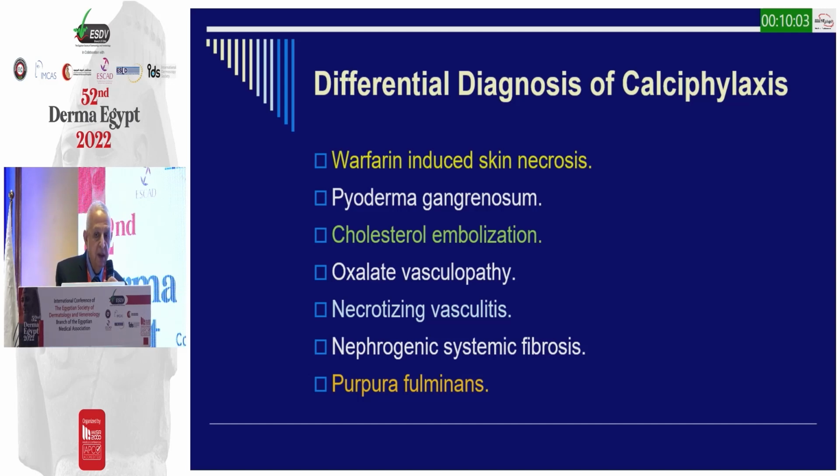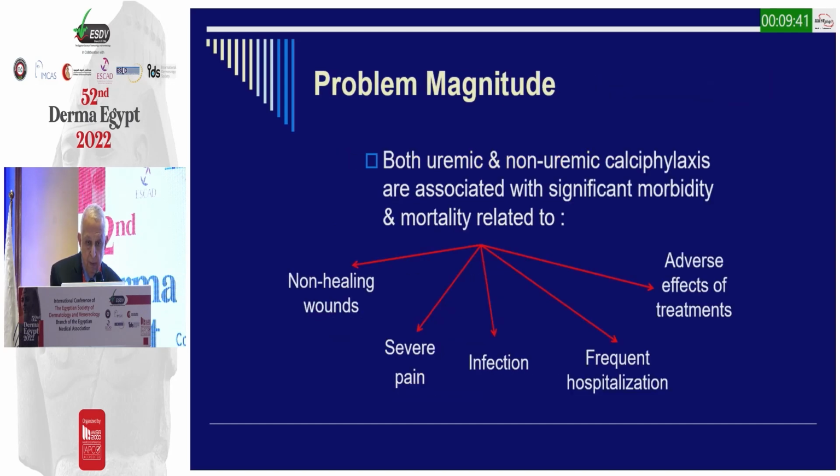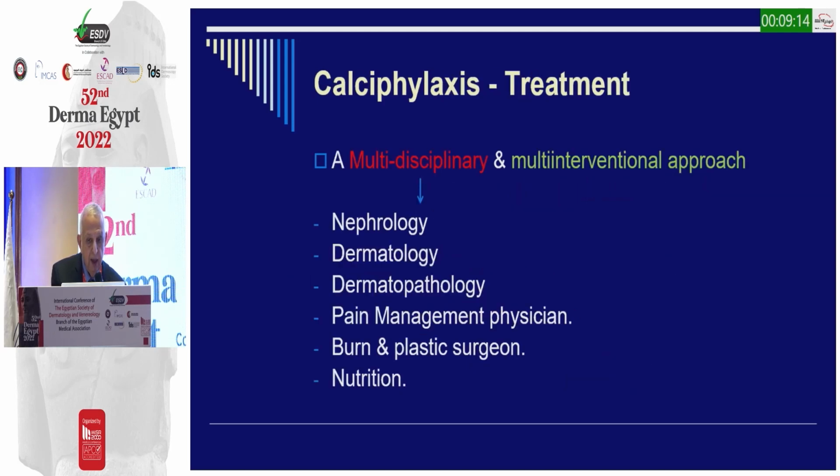What are the calciphylaxis mimickers or the differential diagnosis of calciphylaxis? Among them are warfarin-induced skin necrosis, pyoderma gangrenosum, cholesterol embolization, oxalate vasculopathy, necrotizing vasculitis, nephrogenic systemic fibrosis, and purpura fulminans. Both uremic and non-uremic calciphylaxis are associated with significant morbidity and mortality related to the non-healing wounds, severe pain, infection, frequent hospitalization, and the adverse treatment side effects. The treatment or the management requires a multidisciplinary team, including nephrology, dermatology, dermatopathology, a pain management physician, a burn and plastic surgeon, and a nutrition specialist.